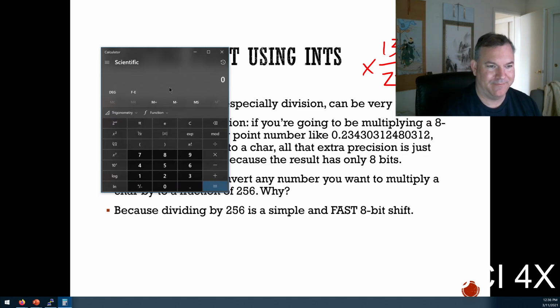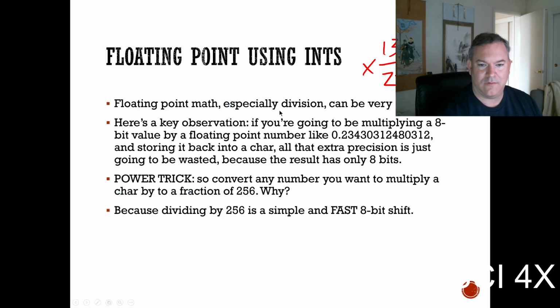Calculator mode. Yeah, 0. Thank you. Not what I wanted. Okay. So this would be the same thing as multiplying by 0.0507, right? So this number here, by the way, is 60 divided by 256. Pretty close to it.